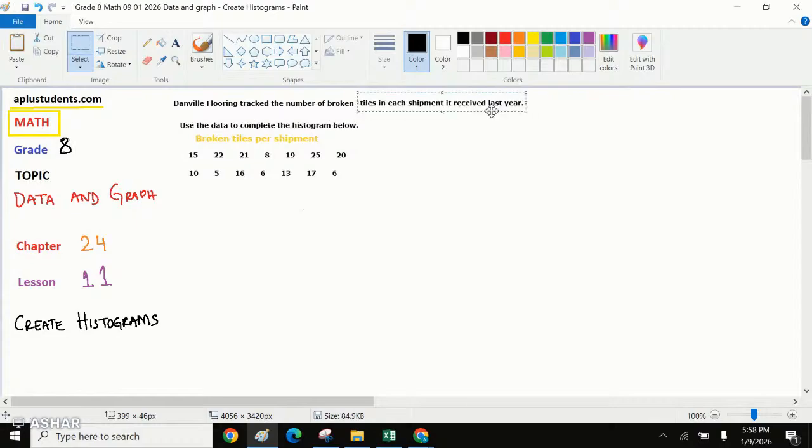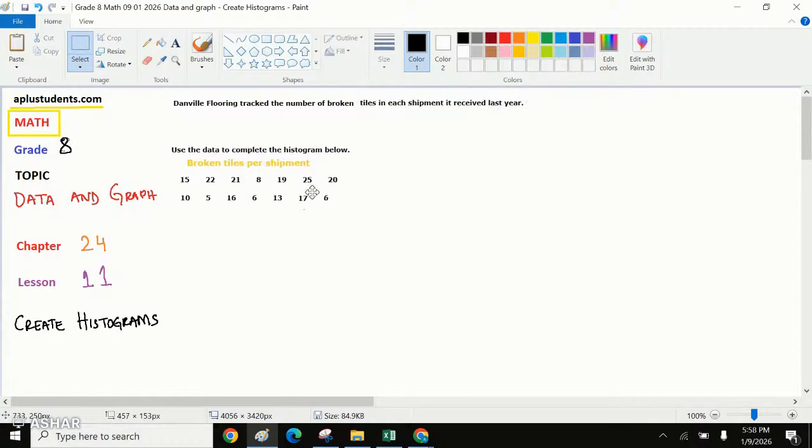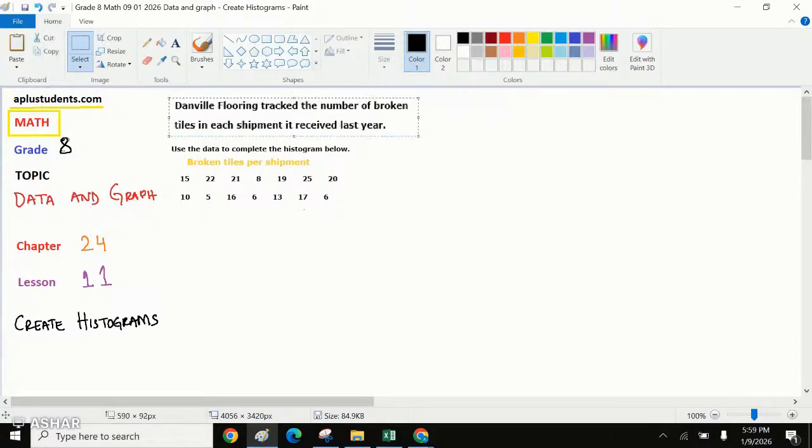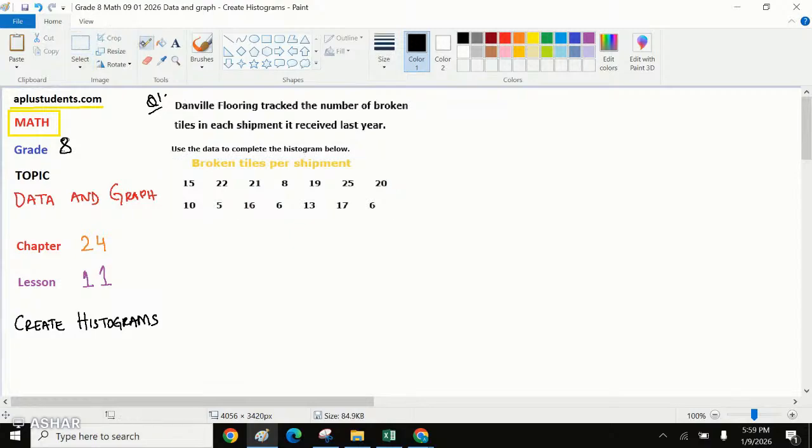Okay, just a minute, please. So this is the information given to us, and they're tracking the number of broken tiles per year, right? In question number 1, Danville Flooring tracks the number of broken tiles in each shipment it received last year, and we use the data to complete the histogram. Sometimes there were 15 broken, sometimes there were 22 broken, sometimes there were 21 broken, and so on. This is the information, right?